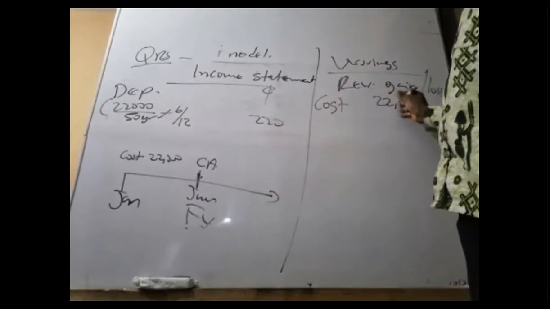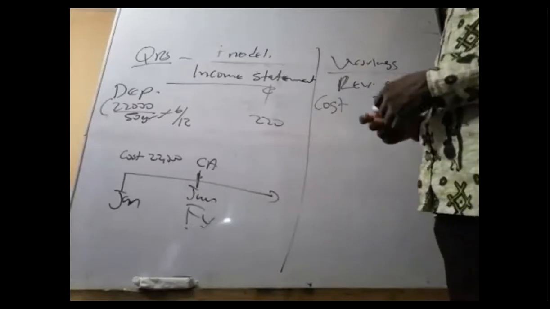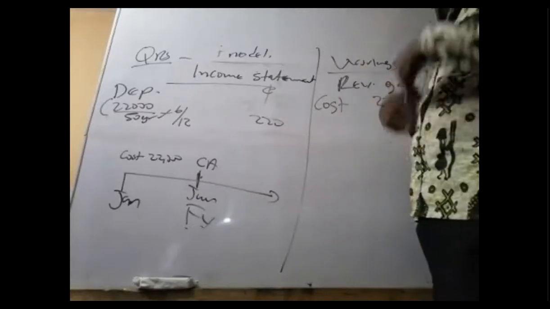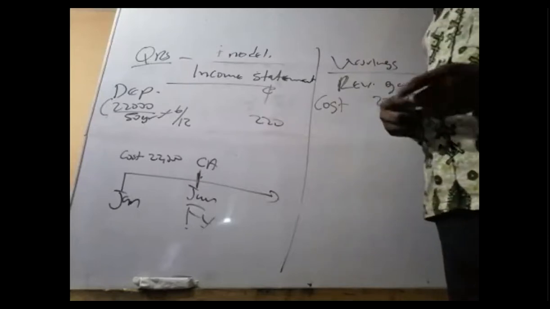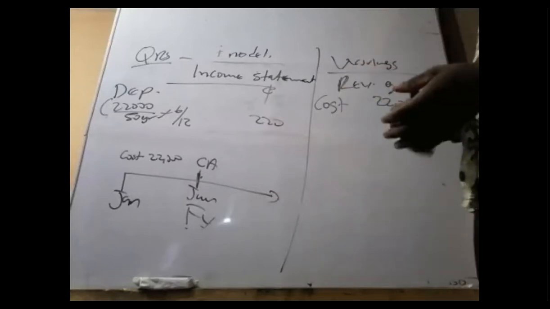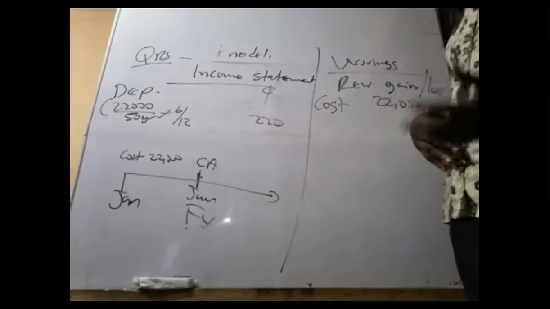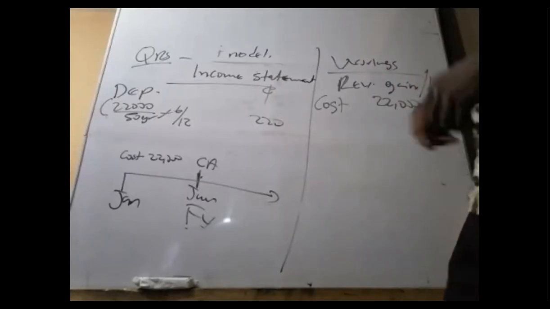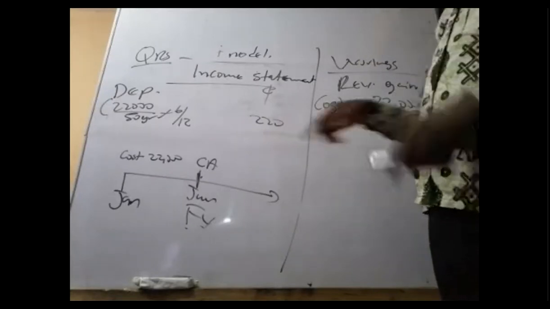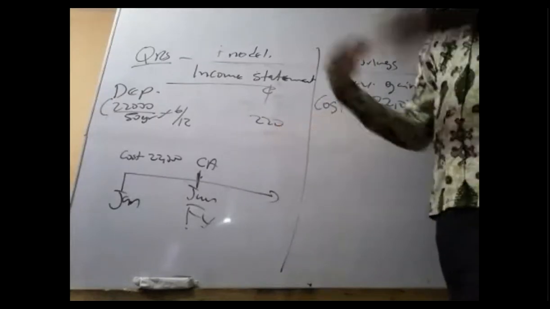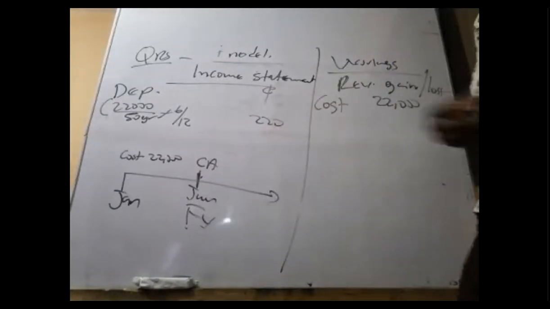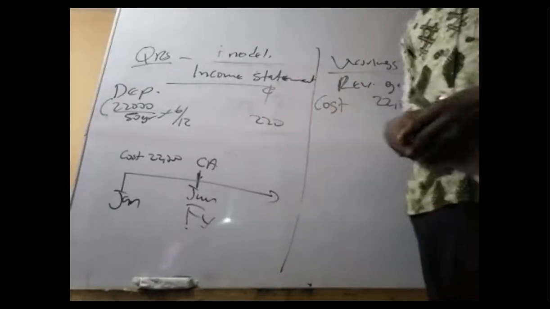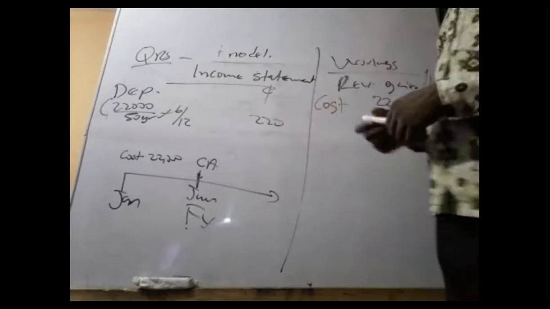Cost is 22,500. What will be the accumulated depreciation for 5.5 years? Who will tell us the accumulated depreciation for 5.5 years? If half a year is 220, a full year will be what? It will be 440, right? Okay.